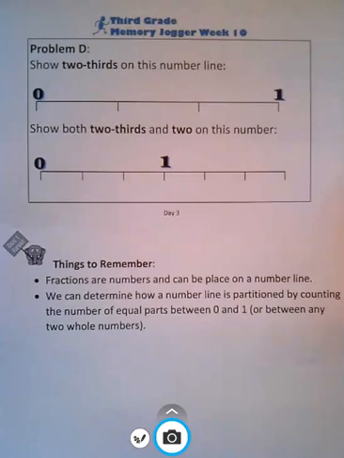We have a couple things we need to remember. Fractions are numbers and can be placed on a number line. We can determine how a number line is partitioned by counting the number of equal parts between 0 and 1 or between any two whole numbers.